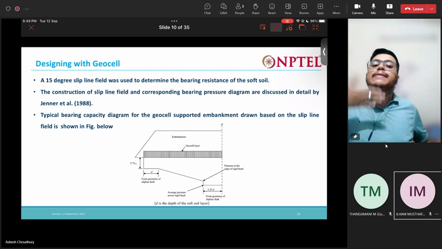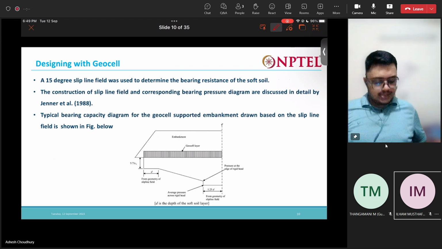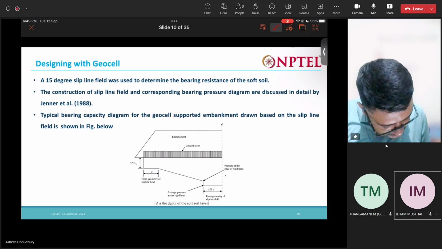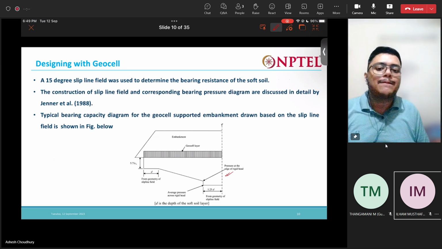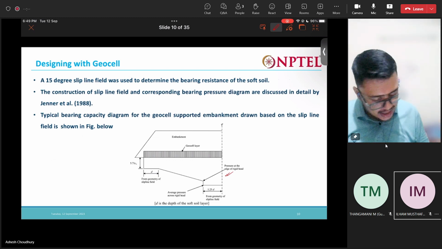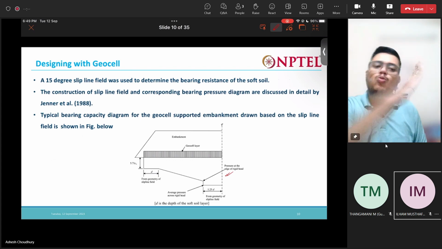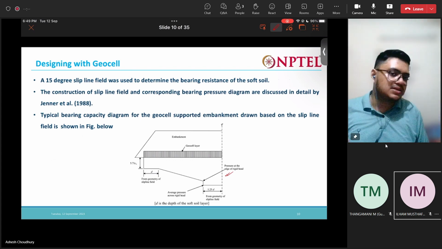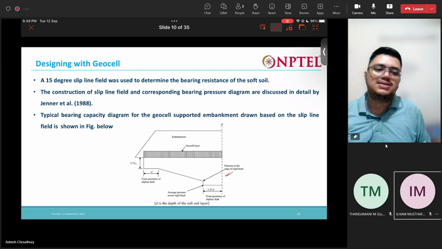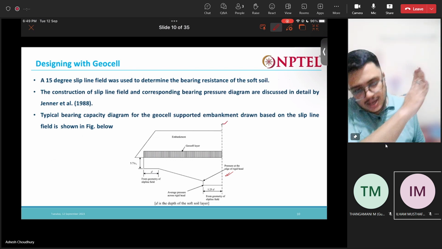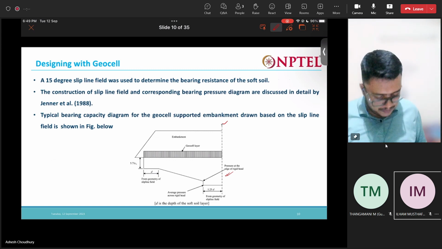Now using this slip line theory, what we do is we try to draw this pressure diagram. We have an embankment, and the embankment is symmetric. So at the center line, we take one half of it. It is a symmetric thing, so we take the plane of symmetry. This is the center line, and we just consider one half of it.